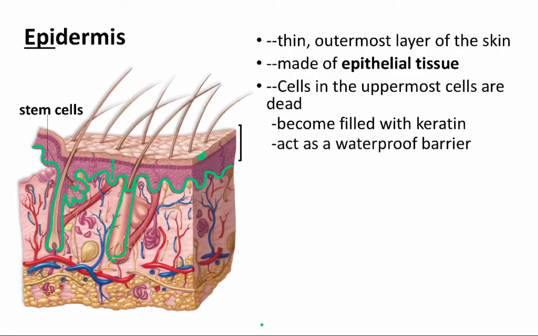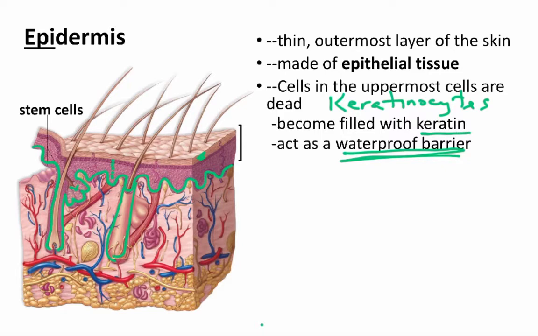And as they get closer to the surface, they start to produce exclusively this waterproof protein called keratin. And eventually they die. So these are dead keratinocytes. And they're bound together by adhesive junctions, those cytoplasmic extensions that tie the cells together. And that makes the epidermis a really good waterproof barrier.